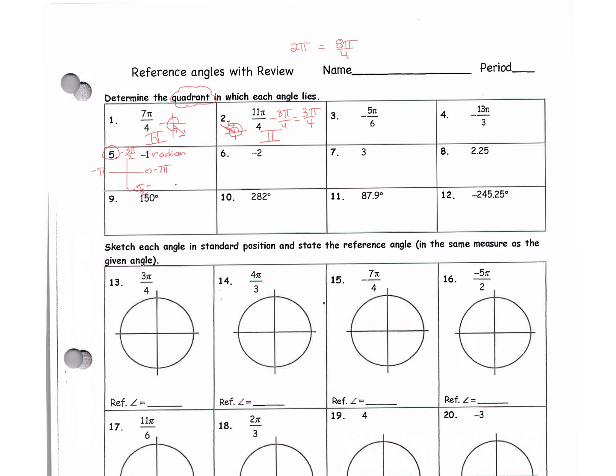So let's think about these numbers as decimals. Negative pi over 2 is negative 1.57. Negative pi is negative 3.14. So already I realize negative 1 would lie in the fourth quadrant. It would be before negative 1.57. So I realize number 5 would be an angle in the fourth quadrant.